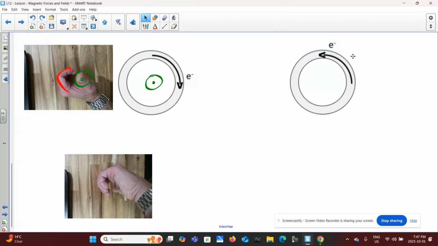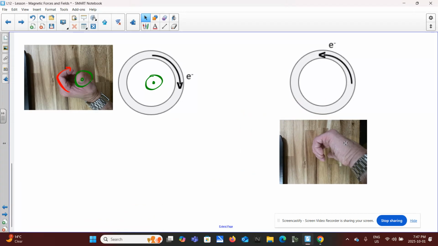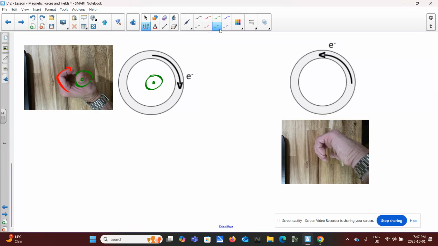For the second one, I need my fingers to wrap in the other direction, so if I tilt my hand downwards, just like that, then I notice my thumb is pointing into the page and my magnetic field is pointing into the page at that point.